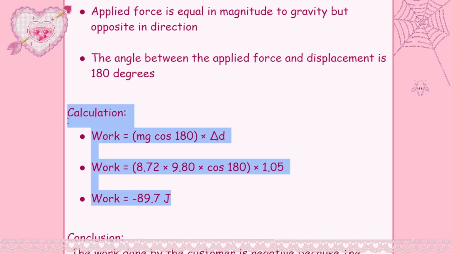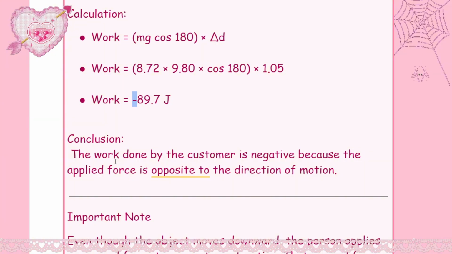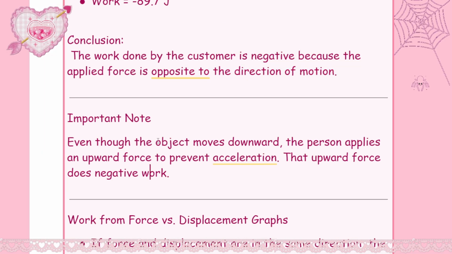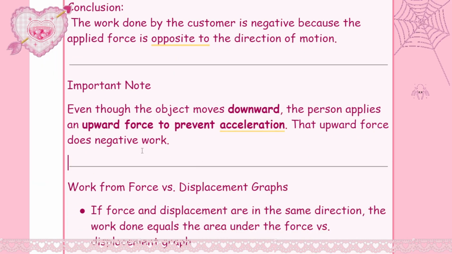And here's a calculation if you want to do that. Notice it's going to be negative. So we know that the work done by the customer is going to be negative because the applied force is going to be in the opposite direction of motion. One thing to note though is even if the object moves downwards, the person applies an upwards force to prevent acceleration, like I just said, due to gravity. That upward force is what's going to be doing the negative work.